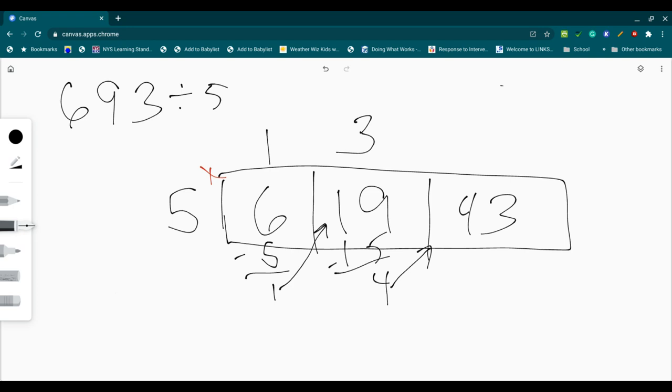Now, how many times does 5 come out of 43? Well, 8 times 5 is 40, so I'm going to do 8. 8 times 5 is 40. And I have 3 left over. 3 is smaller than 5, so I have a remainder. I have 138 remainder 3. Okay. We'll do one more.